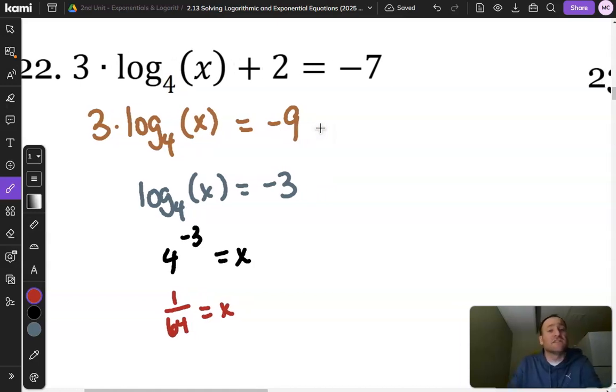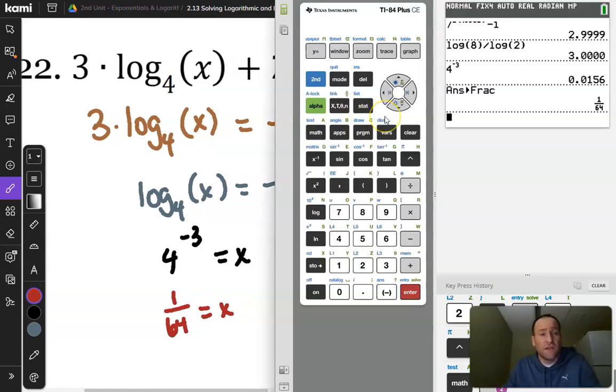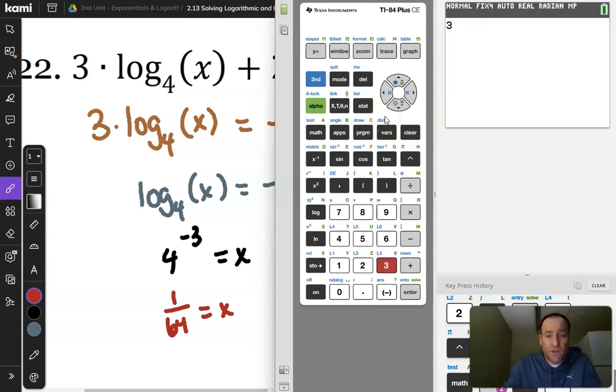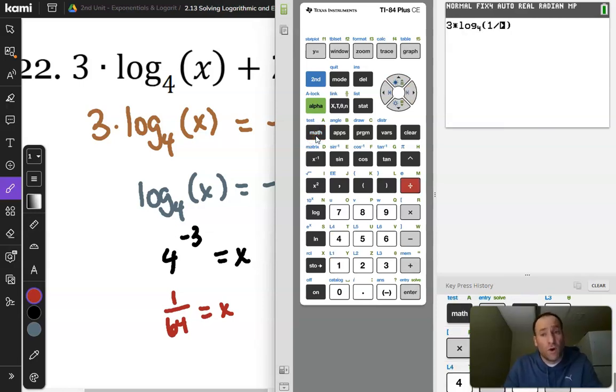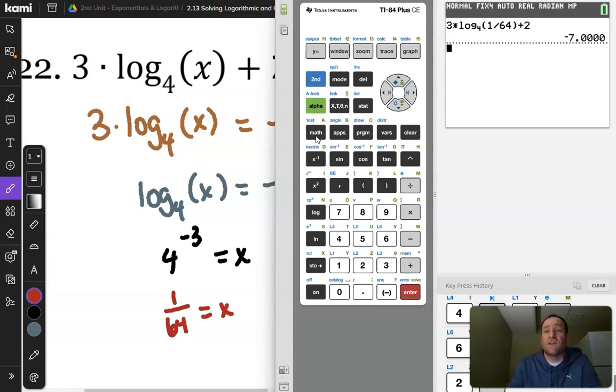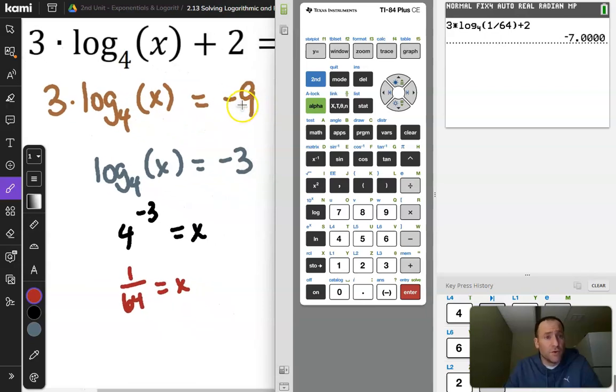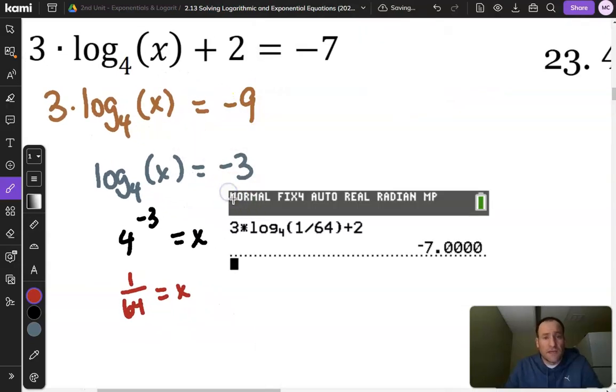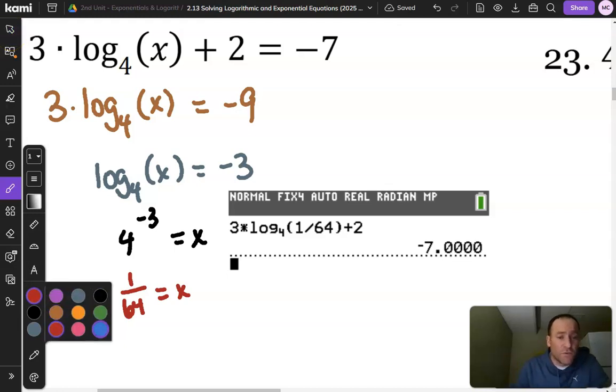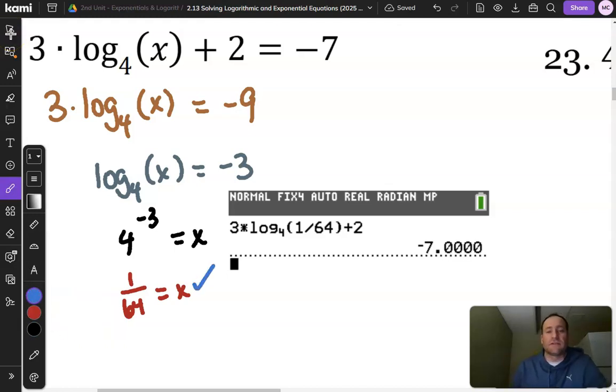So let's definitely go back and plug this in. So we have 3 times the log base 4 of 1/64. I didn't use fraction mode or anything like that. Plus 2, and I am hoping that this thing equals -7, and it does. Beautiful. So that is our way of checking it. You don't have to necessarily write that out or anything. If you wanted to, you could just do it like that.